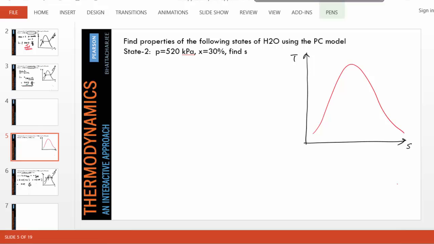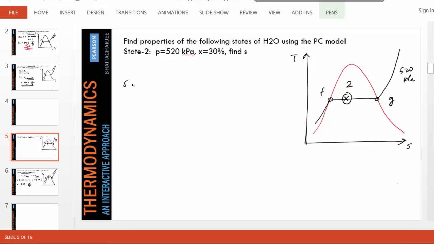Okay, so in this problem, the pressure is given to us. So again, we draw a constant pressure line, which is 520 kPa. And quality is given as 30%. So our state must be somewhere between the F and G state. Let's say this is our state, which is state 2. And we are asked to find entropy.